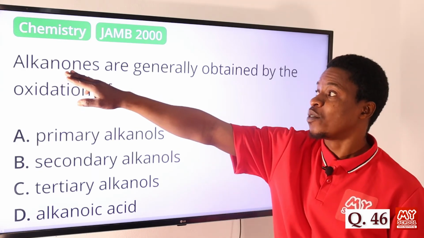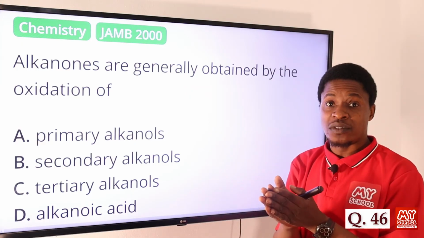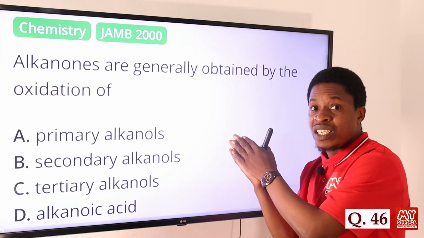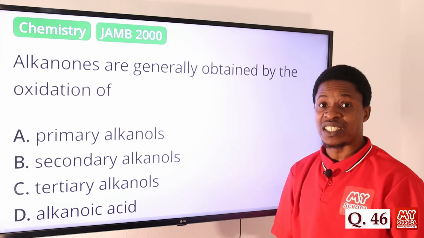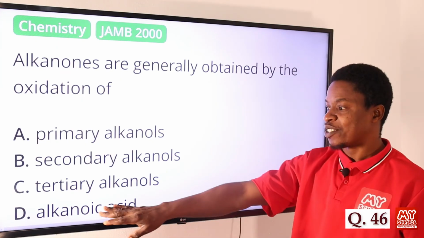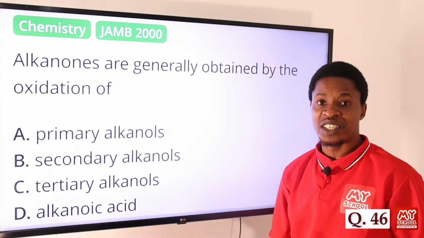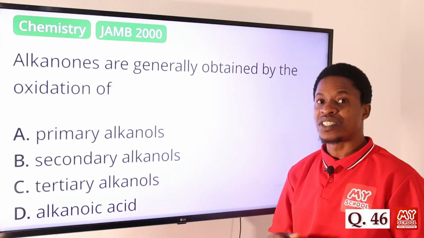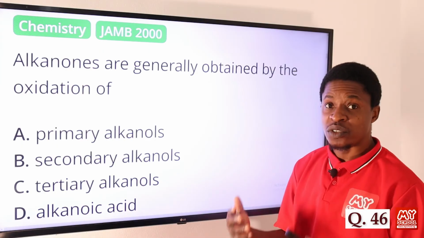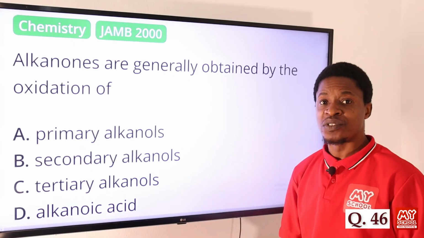If you oxidize primary alkanols, first you will get alkanals. Then on further oxidation, in the presence of acidified KMnO4, you are going to have alkanoic acid. But they are not asking us about alkanoic acid. Alkanones are generally obtained by the oxidation of secondary alkanols. So secondary alkanols, when they undergo oxidation, are going to produce alkanones, or your ketones. Those are what we call the ketones.